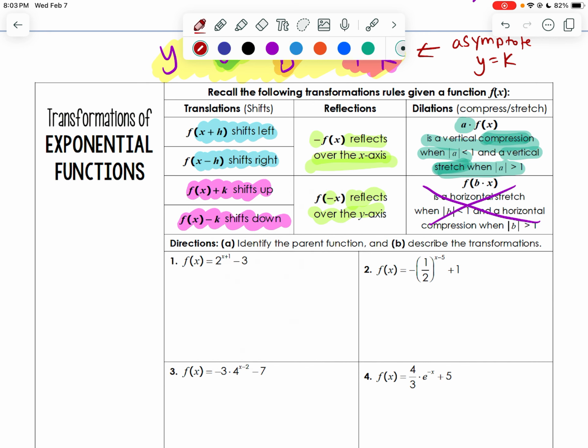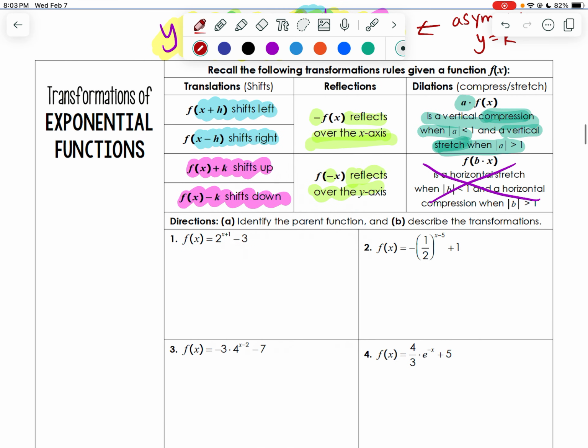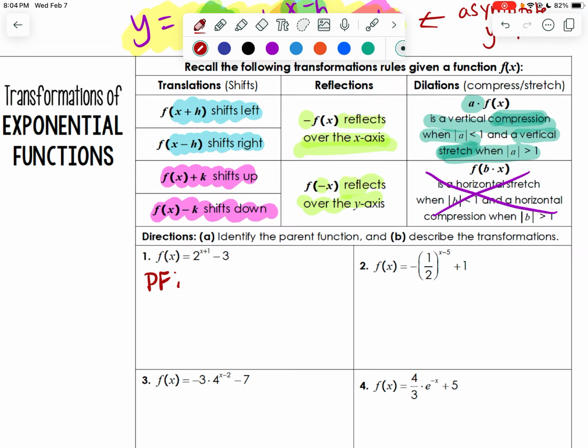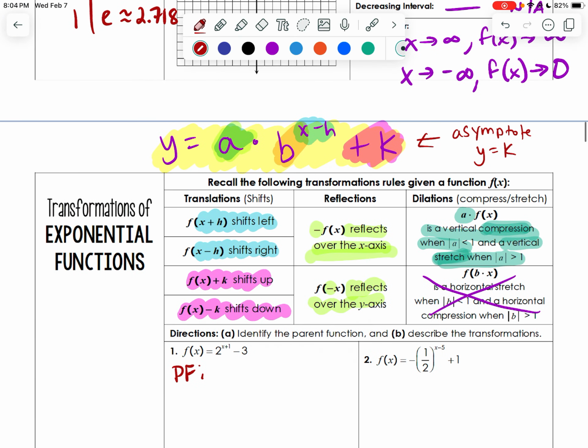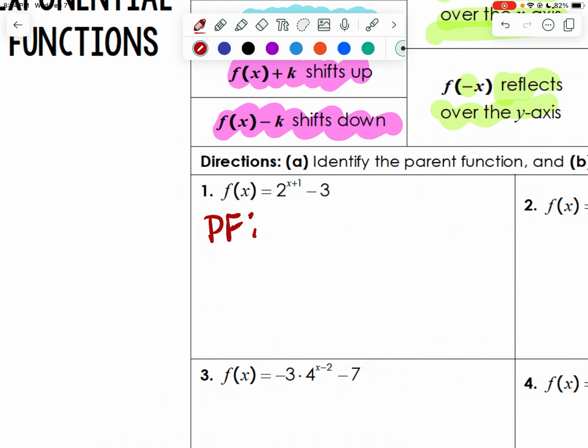Okay, so first couple things we'll do here is just kind of basic, not looking at a picture, but just what's going on. So first thing we want to do is identify the parent function. So I'm just going to put PF for parent function. The parent function is always just going to be this part, this orange part right here, the b to the x. So what's the base to the x power, right? Basically we're just looking for the base. So this one, it would just be that 2 to the x. That's just your parent function. That's the basic one, 2 to the x power.